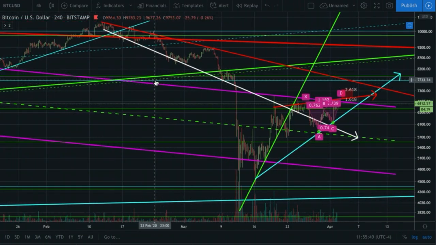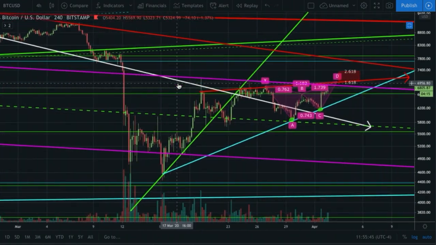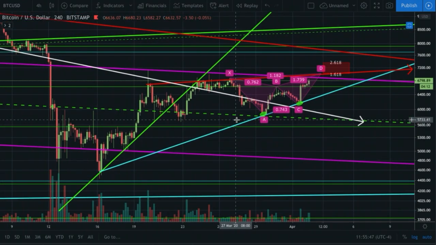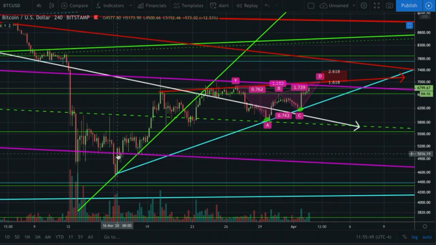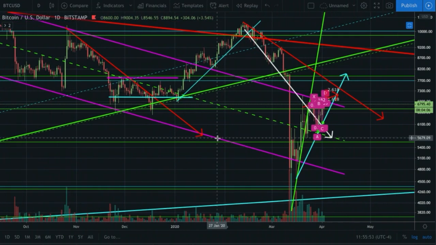But that would be the 886 retest, 618. It lines up with a bunch of different Fibonacci levels. But at this point in time, nothing has changed. We're still in a downtrend. Let me go to a longer time frame real quick and just check all this out.